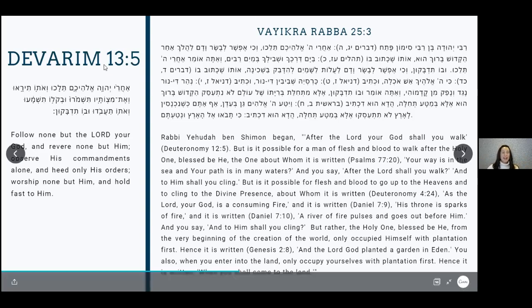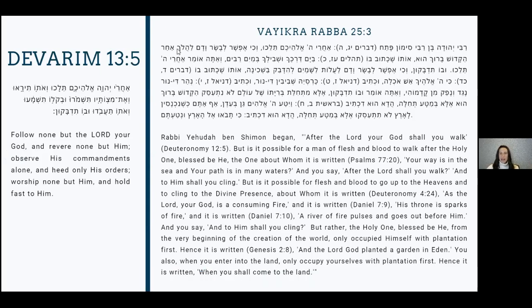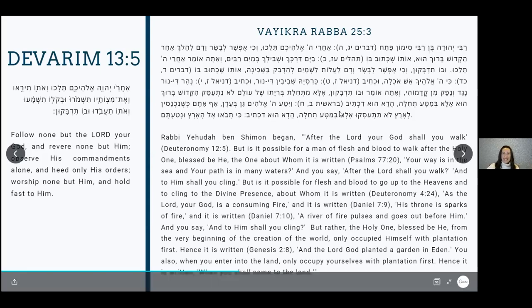Let's take a look over here in Sefer Devarim. It says as follows: so follow none other, only God you should follow. You should follow and observe his mitzvot, and listen to his voice. So on this pasuk, we should worship him and cleave to him and stick to God, really beautiful phraseology and terminology. And the Vayikra Rabbah says as follows, interestingly and beautifully: Rabbi Yehuda ben Rabbi Simon Patach.